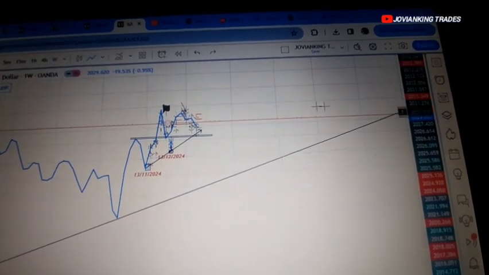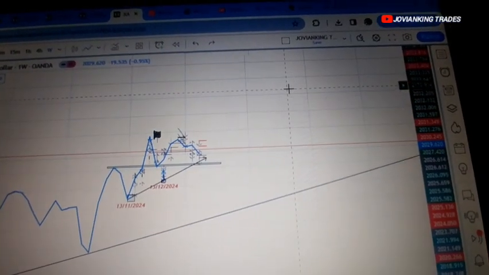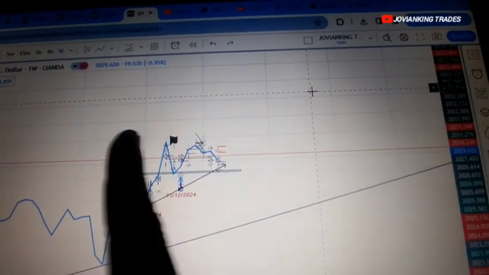Now, the most interesting thing about this is that gold is currently in what I will call a range. It didn't get to take out this high.